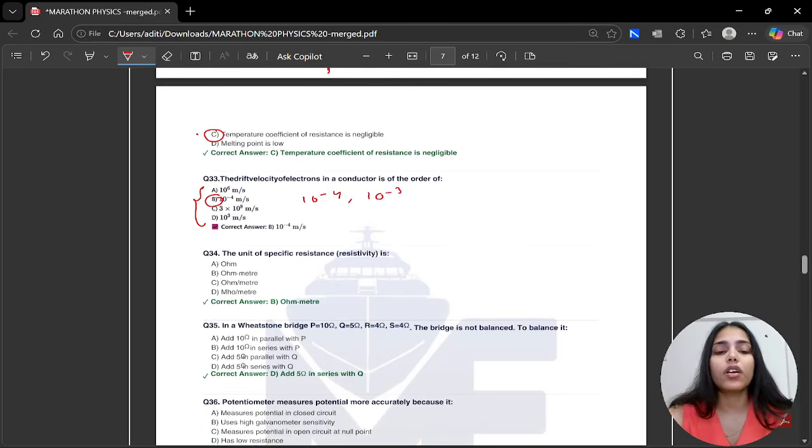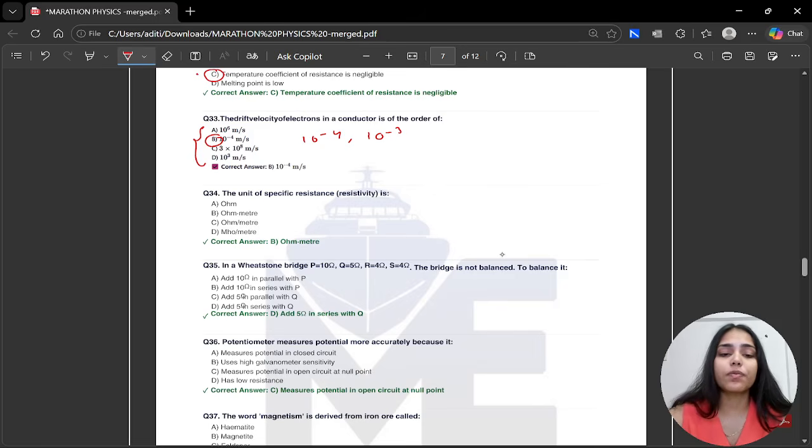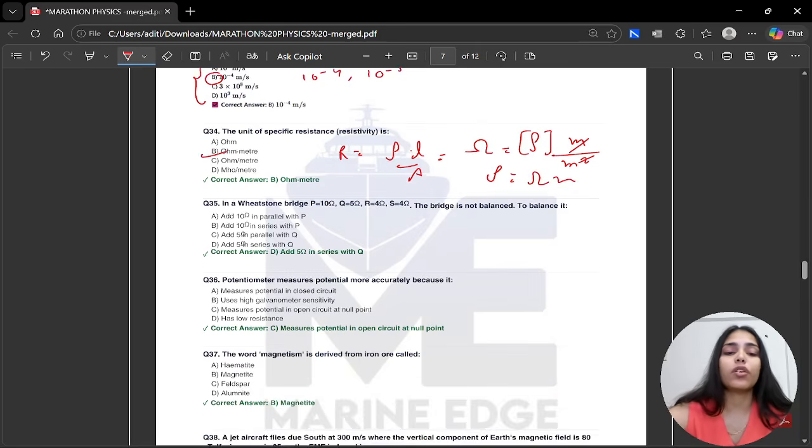Okay. Now, the unit of specific resistance. What is specific resistance? This value of ohm. Okay. So, if you know R is equal to rho L upon A, so that is ohm is equal to whatever will be the value of rho. L is length in meters and area is in meter square. Correct? So, rho will be ohm meter. So, option B. Okay. Now, moving on.